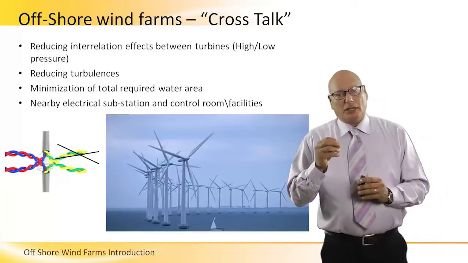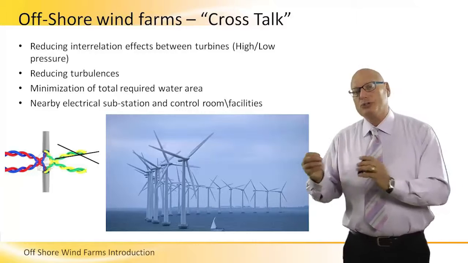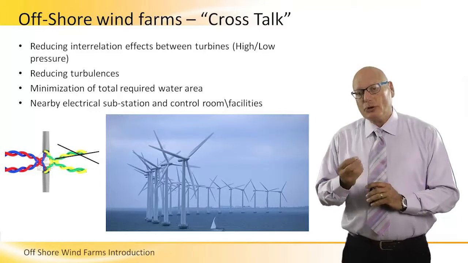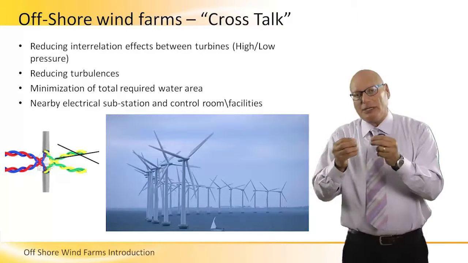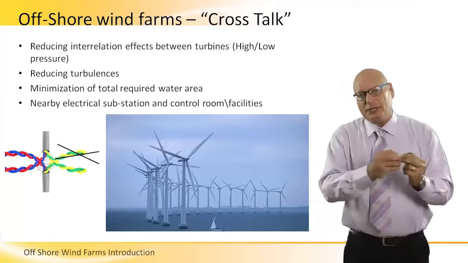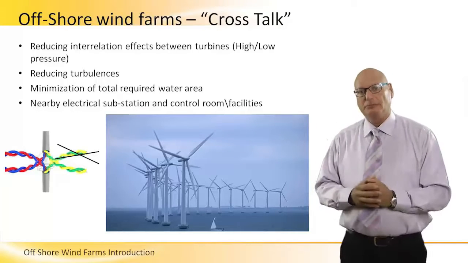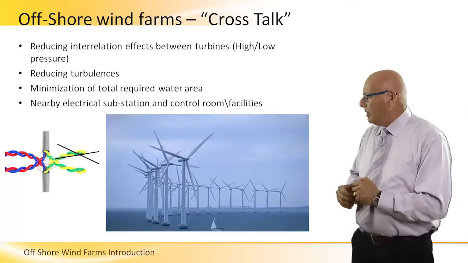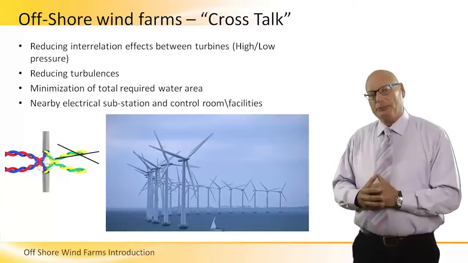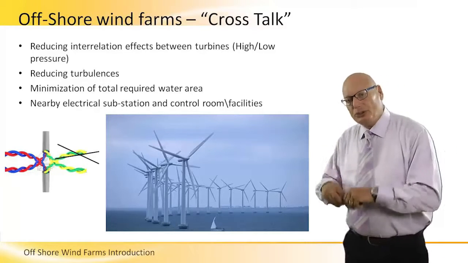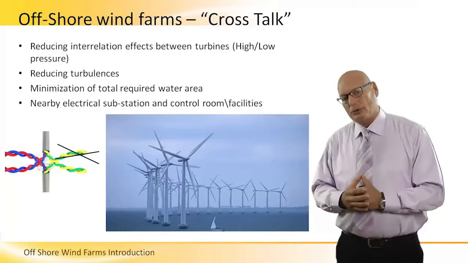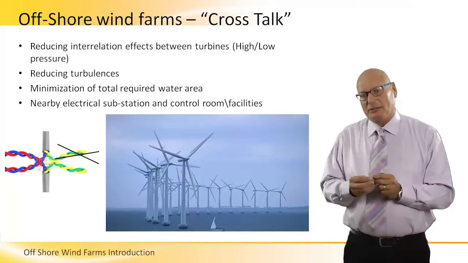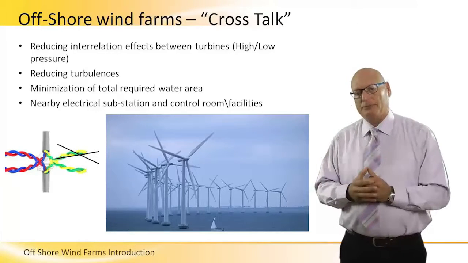And there's an aspect, a very, very important one, called crosstalk when it comes to offshore wind farms. Crosstalk is the interrelation, an energetic interrelation between one turbine and another within a farm. The reason that this particular wind farm is curved like in a banana shape is in order to reduce the effect of crosstalk. It's reducing the interrelation effects between turbines because of high and low pressure.